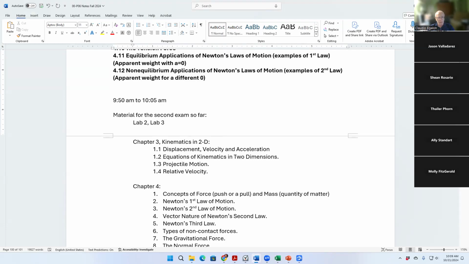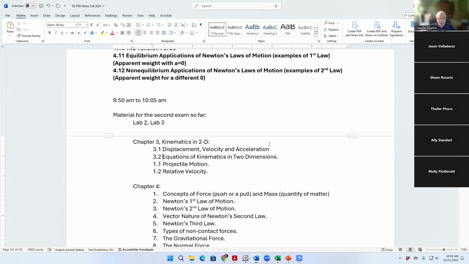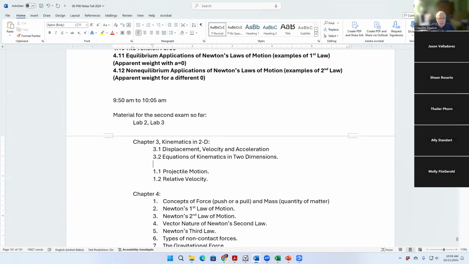Whatever we covered in chapter 1, you should have to know for the exam, just like the case of vectors, right? How to expect to solve problems of chapter 3 and 4 if you don't know vectors, right?